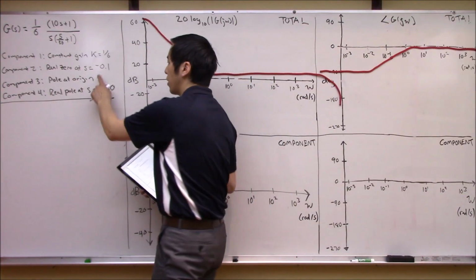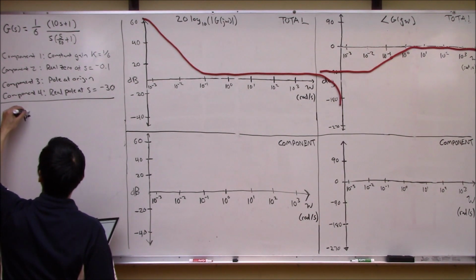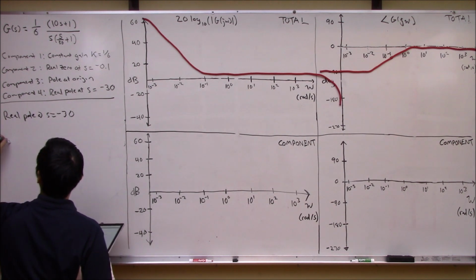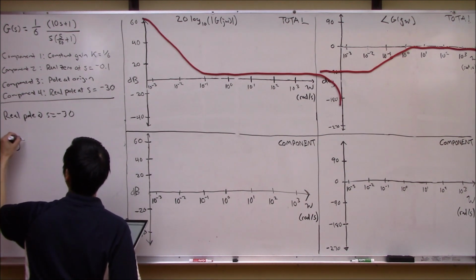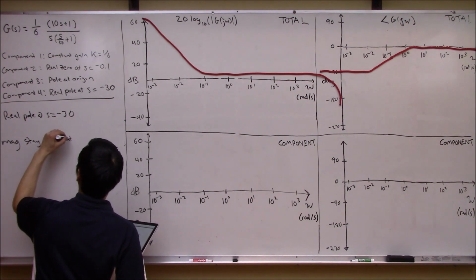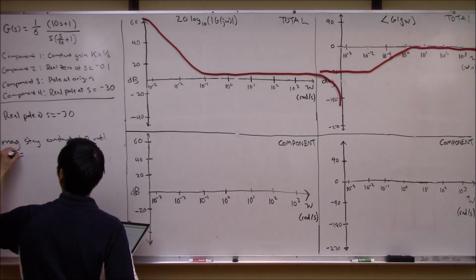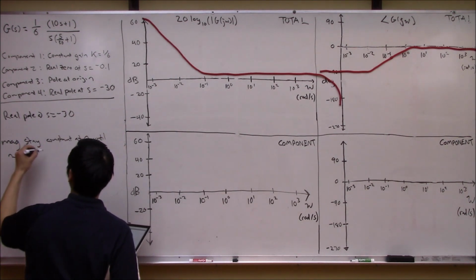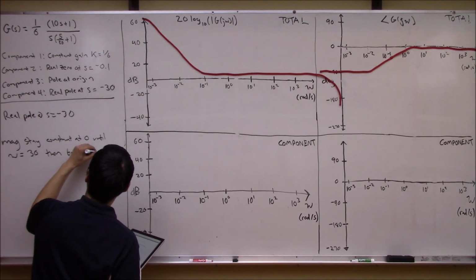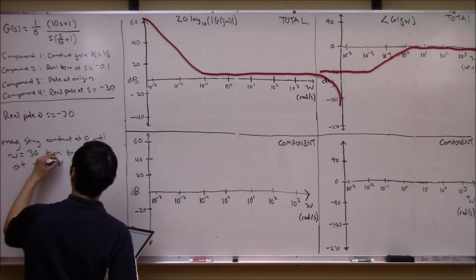All right, so let's come on over here to our last component, which was just our real pole at s is equal to -30, right? So we remember that the rule for this is the magnitude stays constant at 0 until omega is equal to the break frequency of 30 here. Then it breaks down at -20 decibels per decade, right?